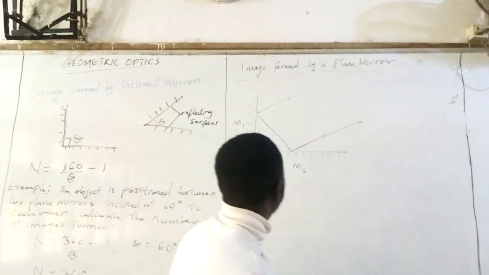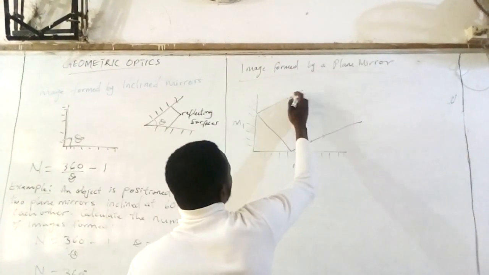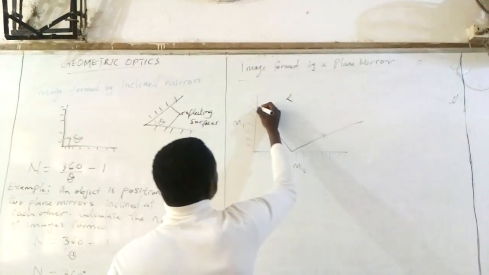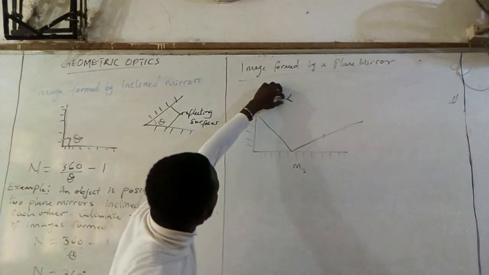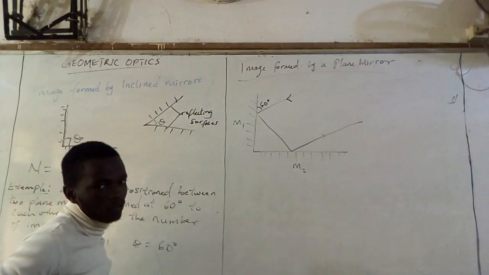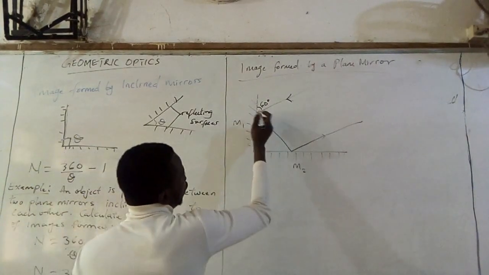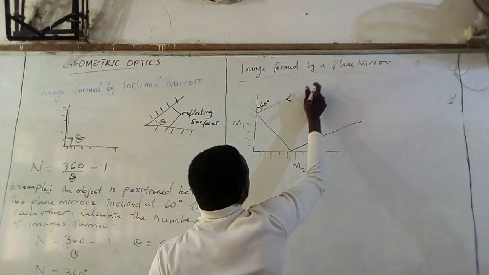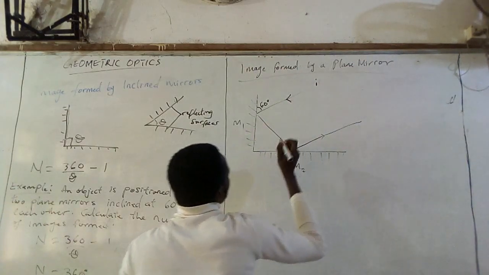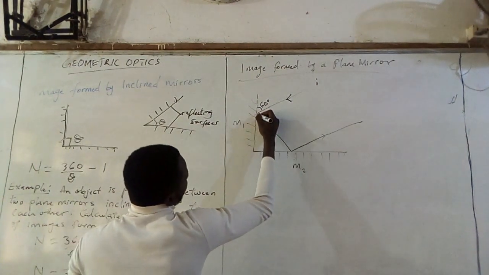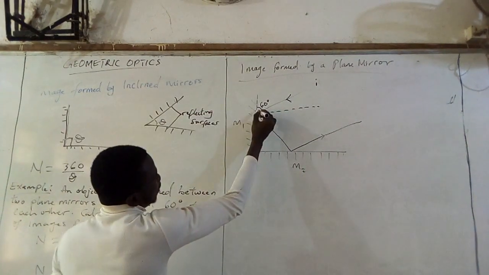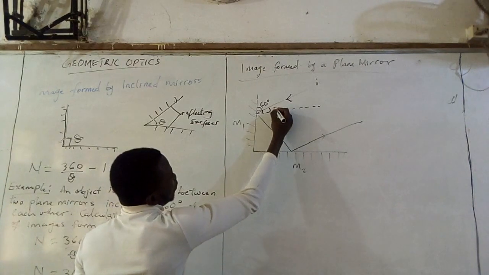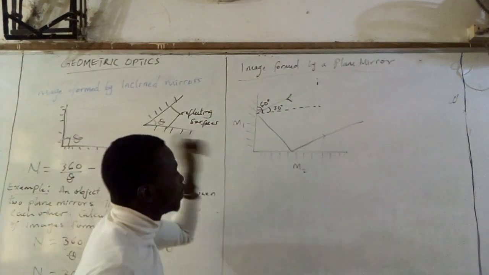So let's take an example. For example, let's say this is incident at a glancing angle of 60 degrees, and this is reflected at a glancing angle of 60 degrees. Let's use geometry to solve this. For this mirror, let's call the angle of incidence I. This is the incident ray. Let's draw a normal line. You will see that a perpendicular is formed here. So if this angle is 60 degrees, this angle is going to be 30 degrees, that is, 90 minus 60 gives us 30 degrees.